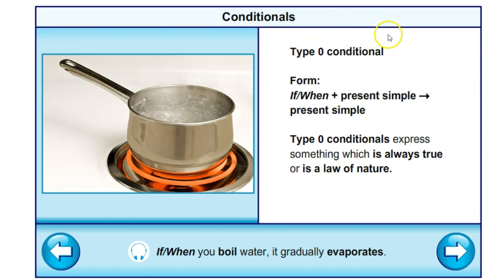Let's start off with type 0 conditional. We use 0 conditionals to express something which is always true or a law of nature. So basically, if you boil water, it gradually evaporates. Or when you boil water, because it's not a matter of if, it's when you boil water, it gradually evaporates.